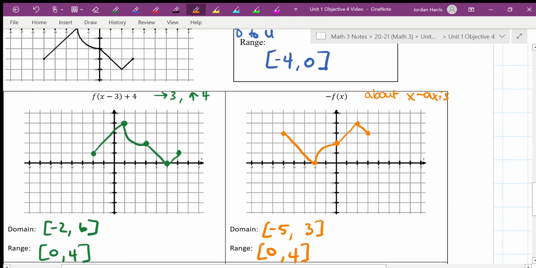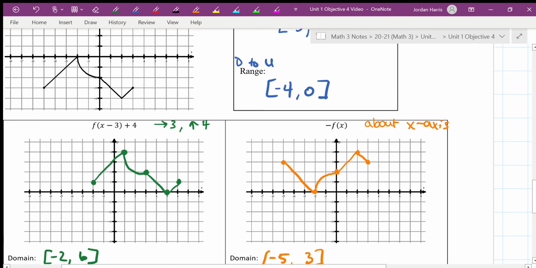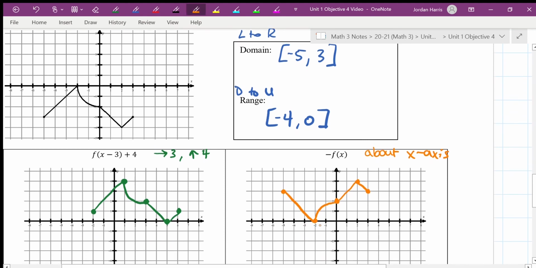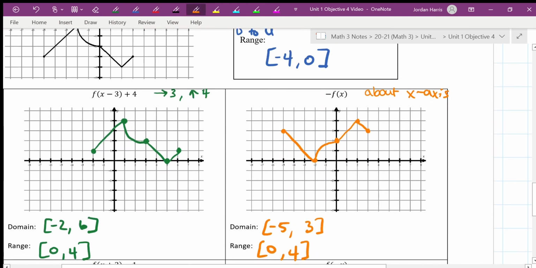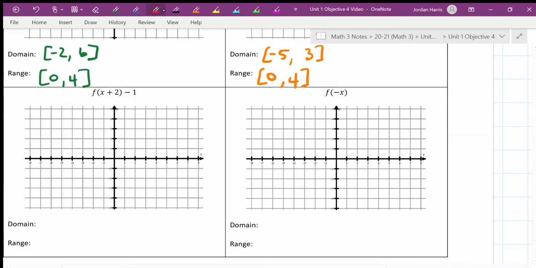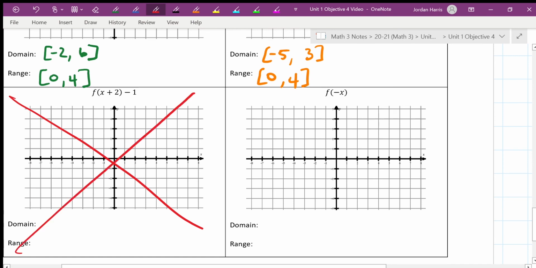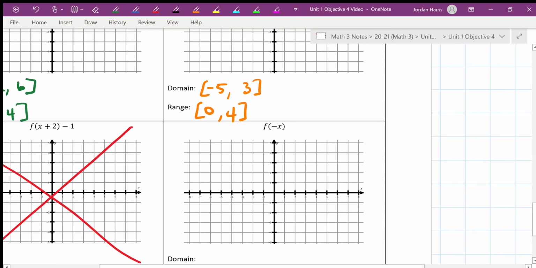Okay, so notice when we shift, both domain and range change. When we flip, only one of domain or range changes. In this case, since we're reflecting across the x-axis, the x values stay the same. So my domain stays the same, my range is what changes. We're going to skip this one. It's just another shift. You can practice it if you want.